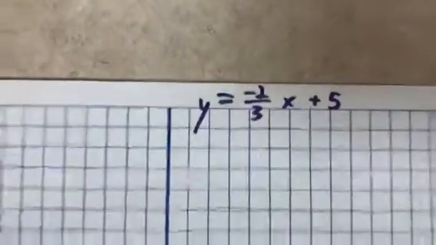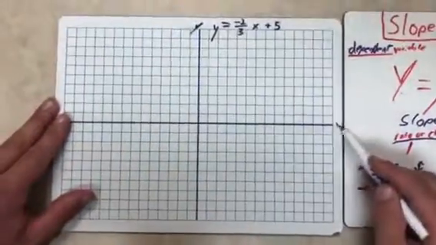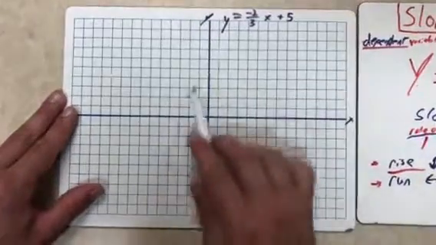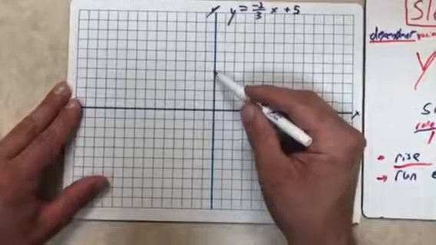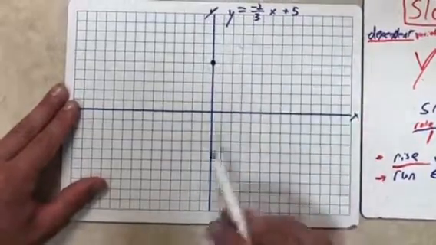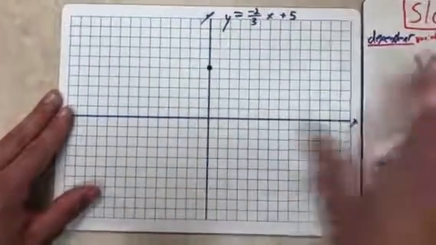So what is my b in this equation? It's 5. My y-axis is up here, my x-axis is over here. Where it crosses the y-axis is going to be at the 5 point. So I'm going to go 1, 2, 3, 4, 5. There's a dot right there. Okay, I'm done with b.